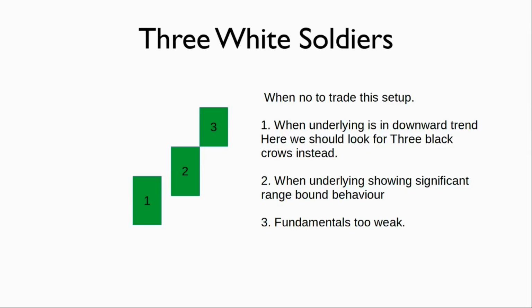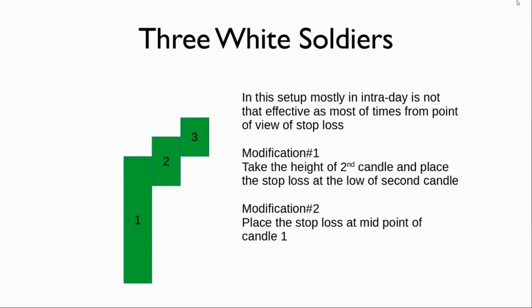This is one setup I just want to discuss, like what happens in the setup. Your first candle is very big and the second candle is relatively smaller than the first candle, and the third candle is also smaller. So what happens in the intraday with this kind of setup is our stop loss is big, because in the strategy we are eyeing the low of the first candle as the stop loss. So we could do some modification here.